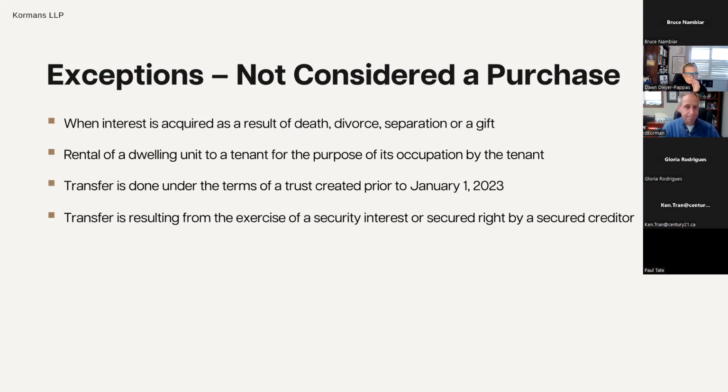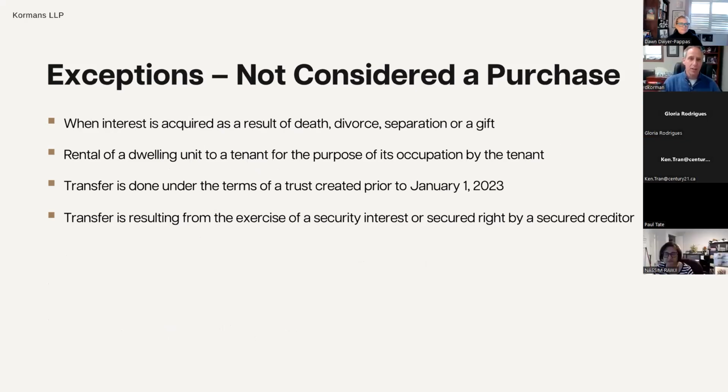Now there's some exemptions where things are not considered to be a purchase. When an interest is acquired as a result of death, divorce, separation, or a gift, if that's how they acquired the interest, that will be an exemption. Again, always a question of fact, and they'll need the supporting documentation to support it. Obviously, if someone dies, they'll need a death certificate, for divorce, they'll need evidence of divorce or separation, etc. But that's a potential exemption. It won't be considered to be a purchase.